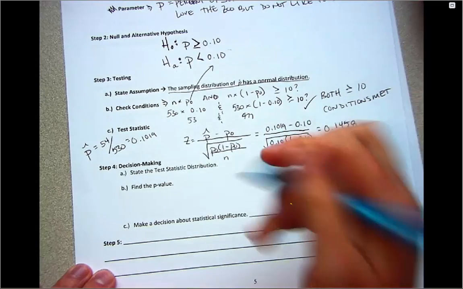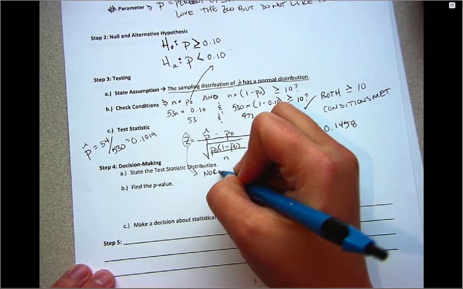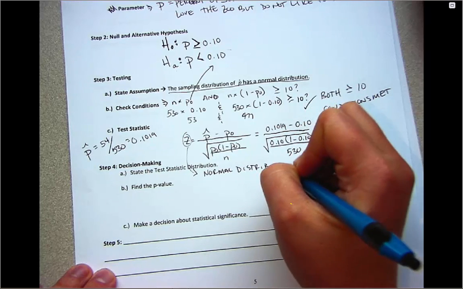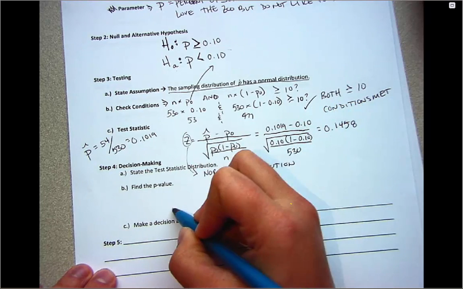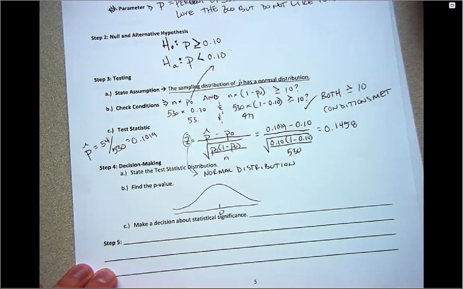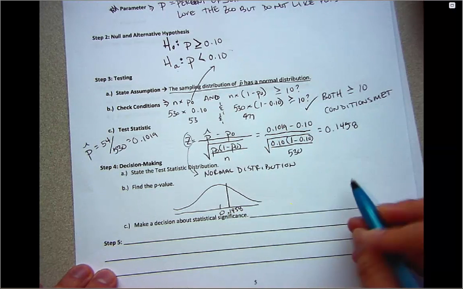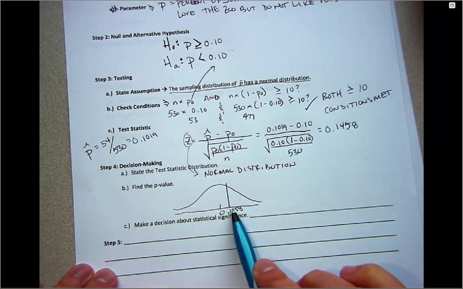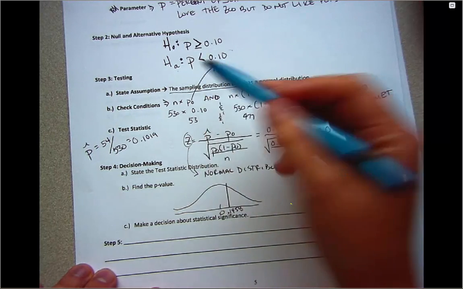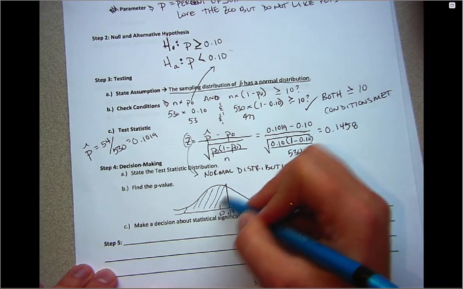Now, this, because it's a z, is the normal distribution. And to find p-values for the normal distribution, we are going to use the normal curve, which is centered at 0. The location of my test statistic would be approximately right here, just slightly to the right. And then because we have a less than, the area that we're interested in is going to be the area below.